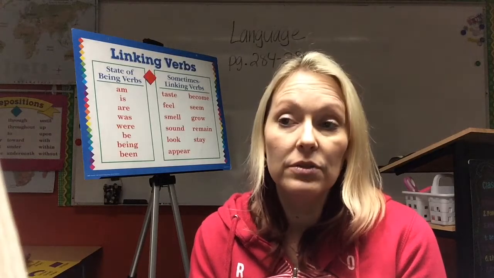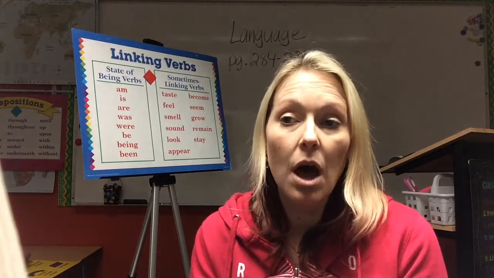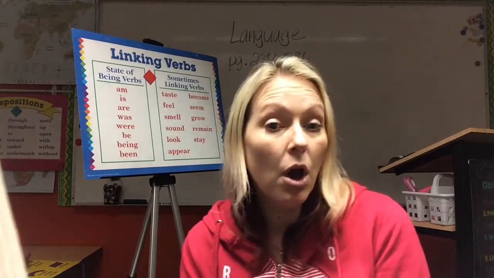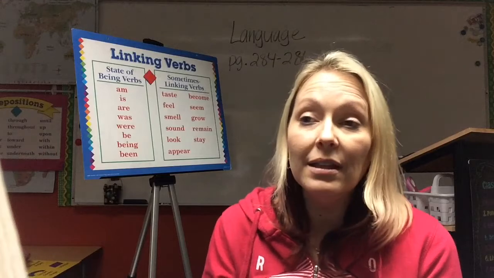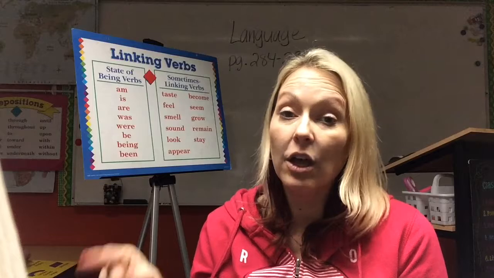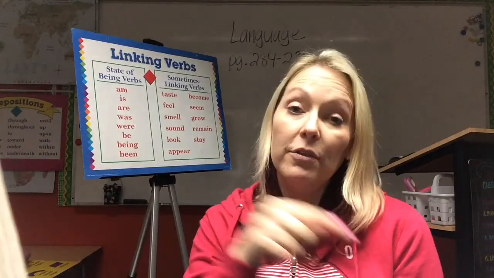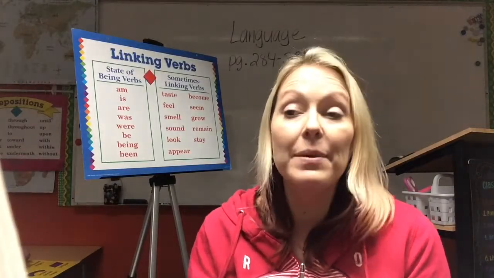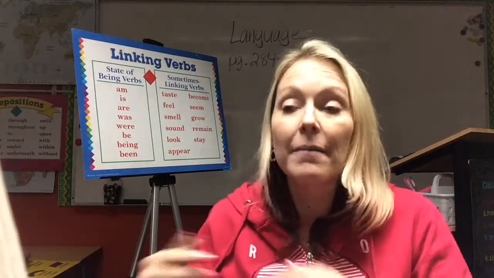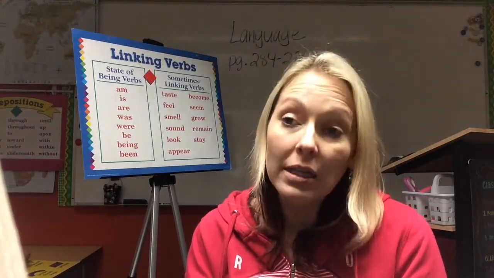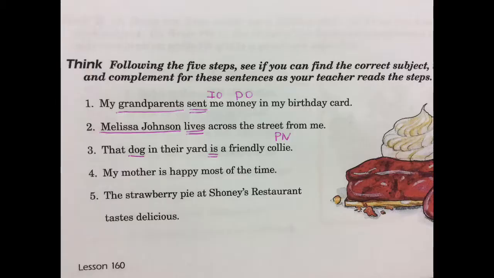Now, let's ask ourselves, what is the dog? The dog is friendly, yes, but it's also a collie. Friendly is an adjective, you're right, so friendly is actually modifying collie. But is collie modifying dog? It's actually renaming the dog, right? Because we know the name of the dog is collie, or it's a type of dog. So we would put PN above collie because PN, our predicate nominative, renames dog, right?